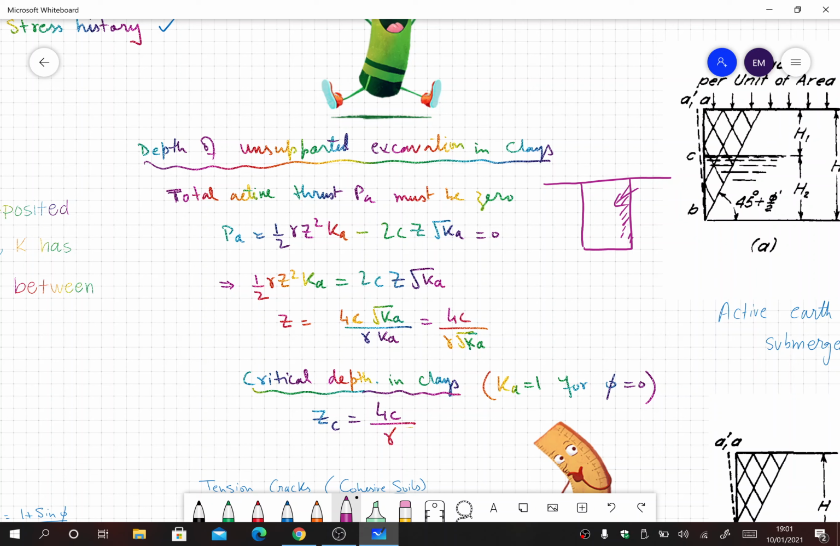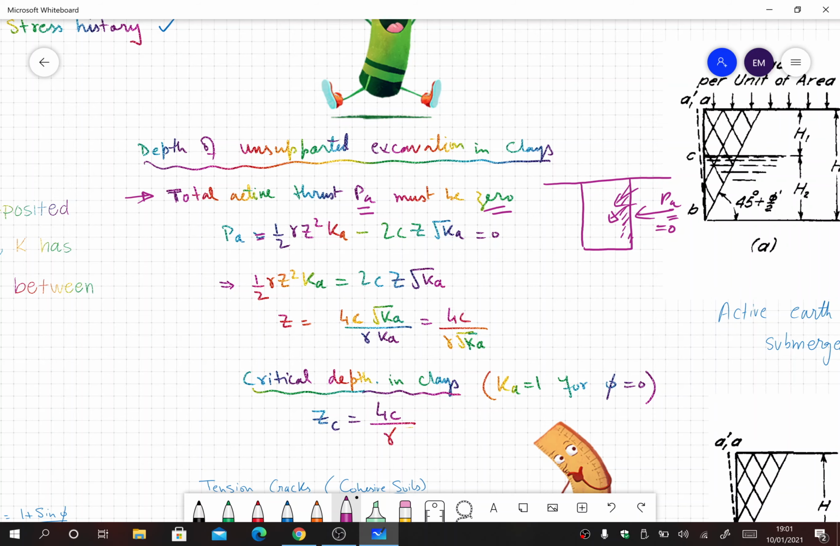So for the total active pressure, that means this horizontal force, because if there is this active force, it will make the wall fall inside the excavation. If this force is 0, that means the wall is going to be stable, and there will be no force pushing the ground inside the excavation. Based on that, we can say that Pa is equal to 0, and we know that the formula of Pa for a c-phi soil is half gamma z square Ka minus 2c z root Ka, and that is equal to 0.